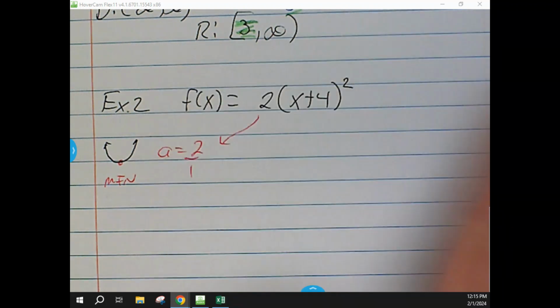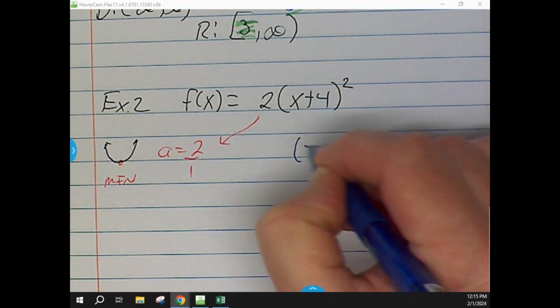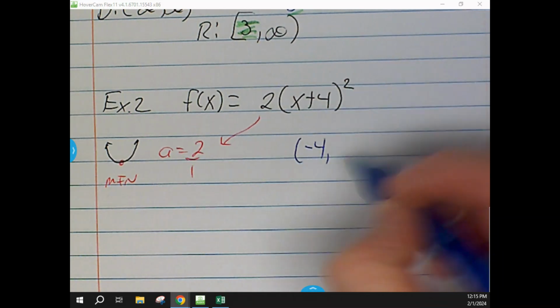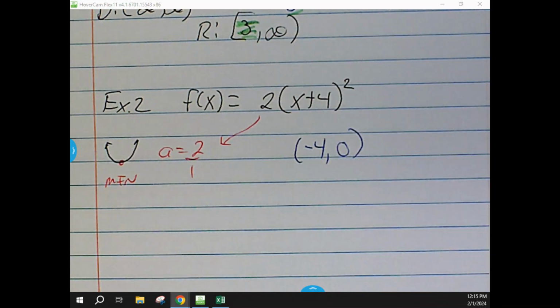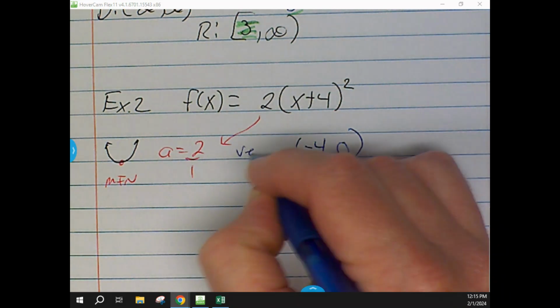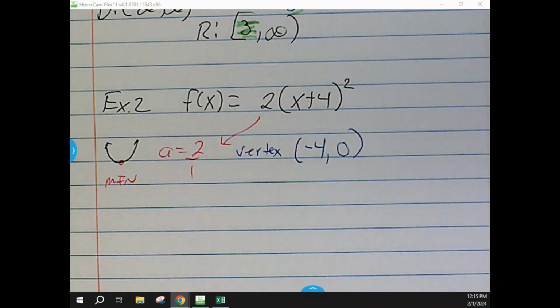Okay, and again, everything behind it is all vertex stuff. So we're going to change this from +4 to -4. There's nothing back here, so it makes it a 0. Okay, so there's our vertex.